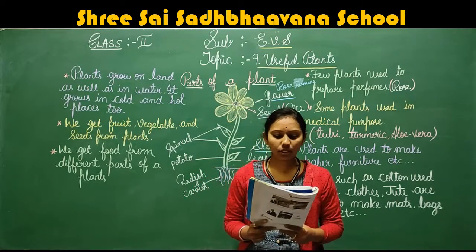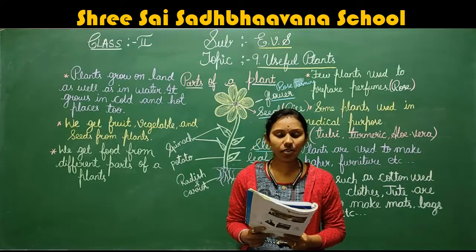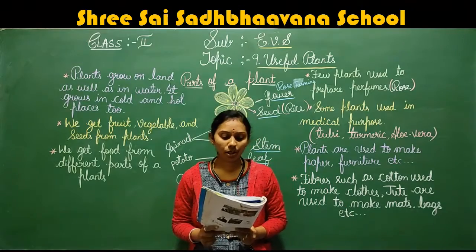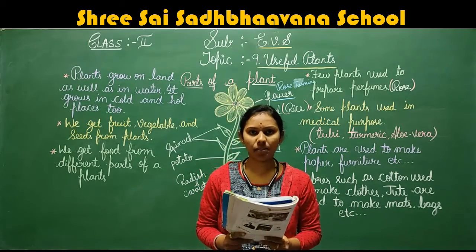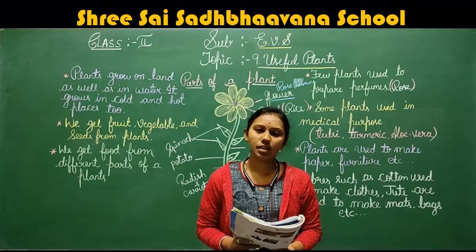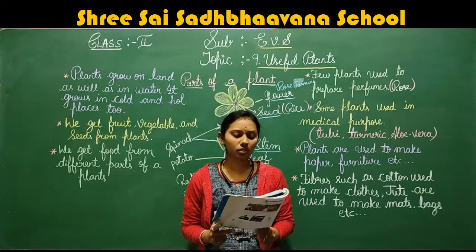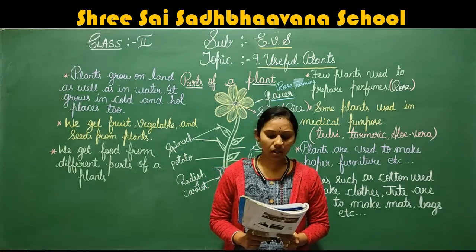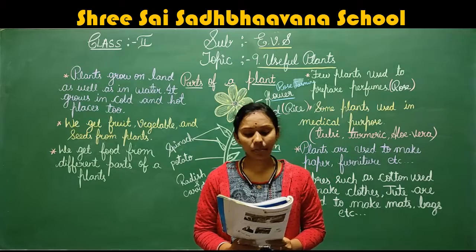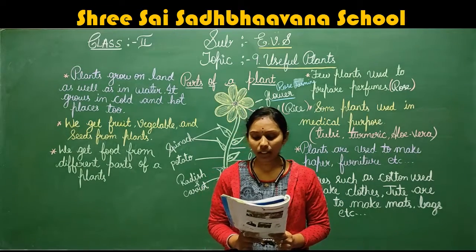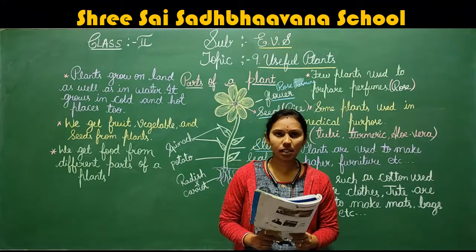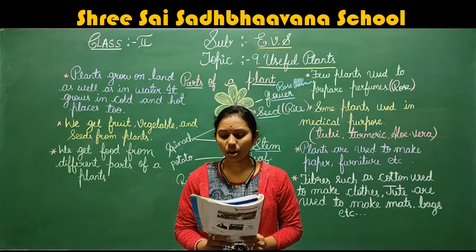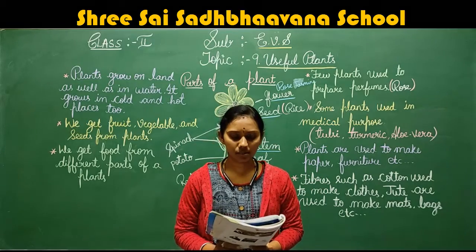Next, let us see what things plants give us. Food. The majority of our food comes from plants. Do you agree with this? Yes. Much of the food we get from the plants itself. Right, children? Plants give us cereals and pulses. Wheat, rice and maize are the main cereals. Arhar, gram, moong and urad are the main pulses.